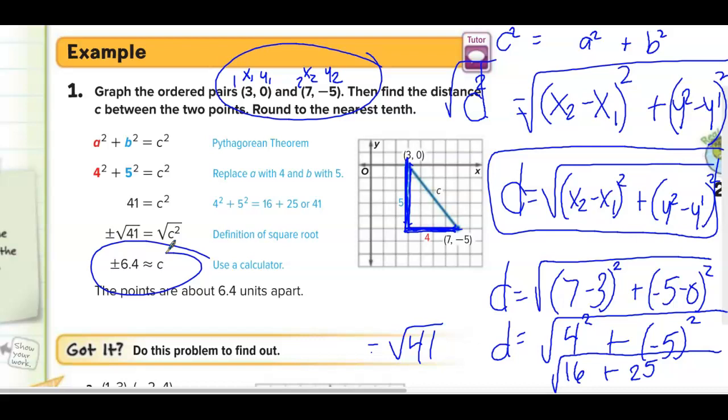It is very long, but sometimes you're not given a graph, so you kind of have to use it. Okay? All right. We are going to paste some guided notes.